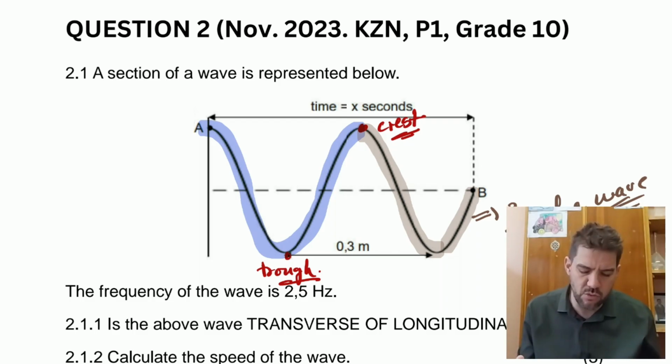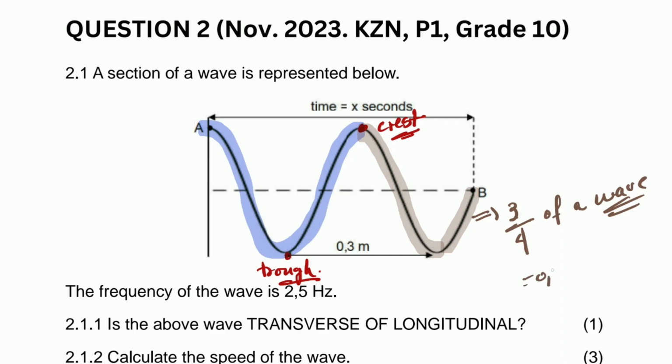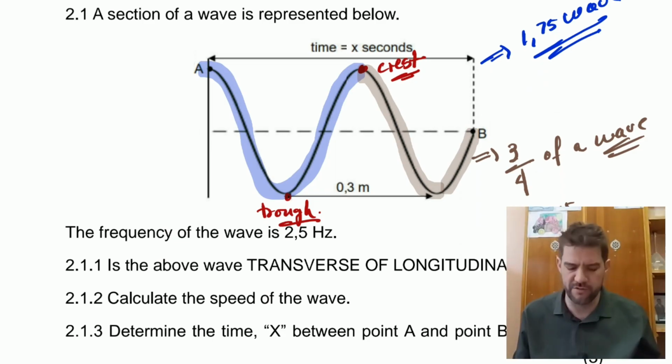So how many waves are represented in this specific part? Well, 3/4 is the same as saying 0.75 waves. So the total amount of wave that we have here is 1.75 waves. We have in this representation 1.75 waves. It is important for what is coming now. The frequency of the wave is 2.5 hertz.